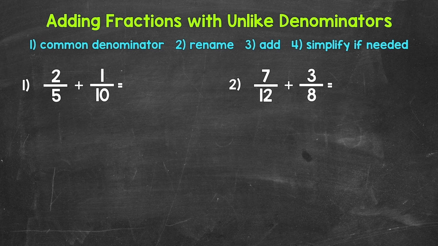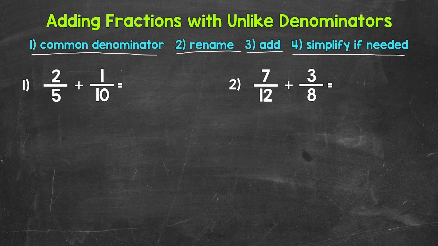That means we need to find a common denominator. That's our first step. Then we rename the fractions with that common denominator. After we rename, we can add the fractions. That's going to give us our answer. And then lastly, we can simplify that answer if needed. So our first step here is to find a common denominator between 5 and 10. Basically, this is just a common multiple between 5 and 10. A number 5 and 10 both go into, so to speak.